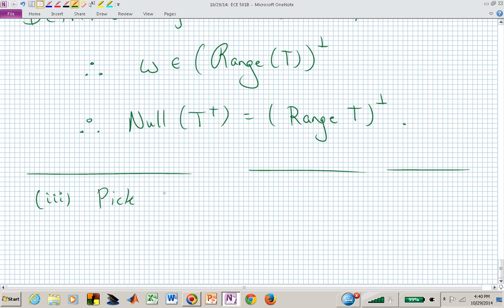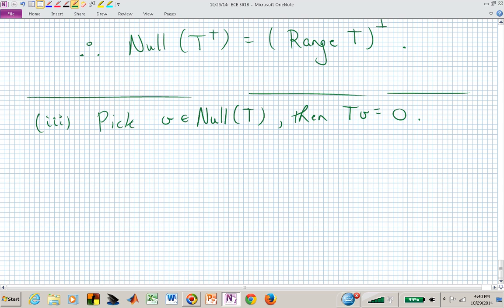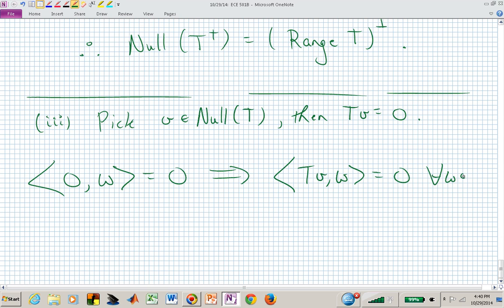So now let's pick v to be a vector in the null space of T, and that now says that we can state that Tv is equal to 0 if v is in the null space of T. Again, we can say 0 w is equal to 0 for all 0 vectors, and we've just found a particular 0 vector that we like, which is Tv. And that's true for all w in capital W.